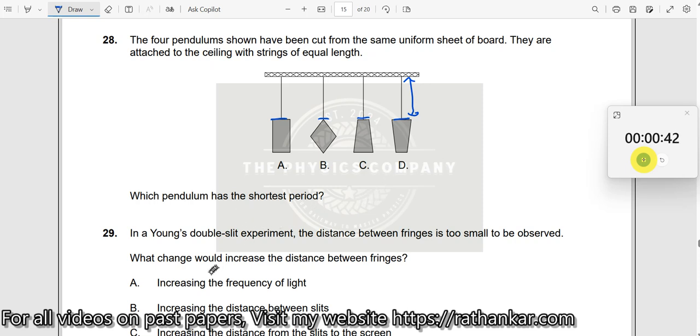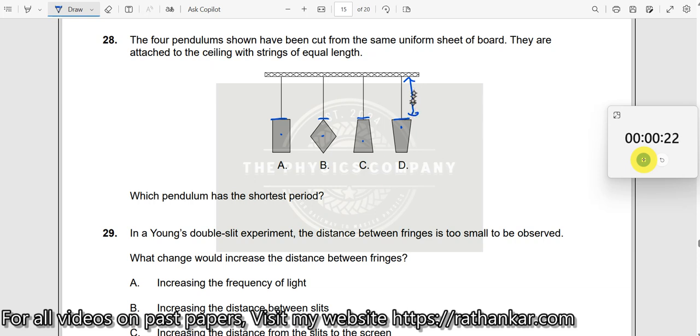Which pendulum has the shortest period? So, how do you measure the length of the pendulum? Length of the pendulum should be with respect to the center of mass of the object. See, here the center of mass will be here. Here the center of mass will be here. What about this here? This has a larger area, larger mass. So, therefore, the center of mass will be here. And here, the center of mass will be over here.